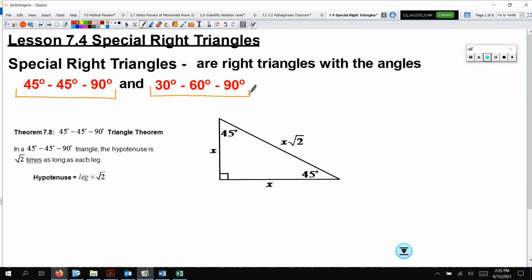First, let's look at a 45, 45, 90 triangle. I have the triangle here on your paper, and I'm pretty sure you have that in your notes. The rule is that the legs are congruent. Right here's a leg, that equals x. This is a leg. So these are the legs of the triangle. And this here is the hypotenuse.